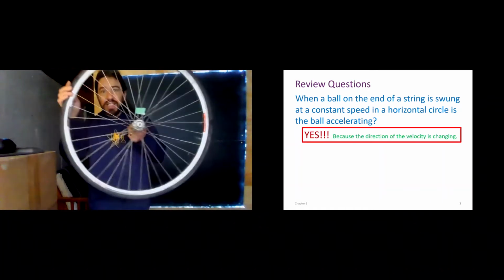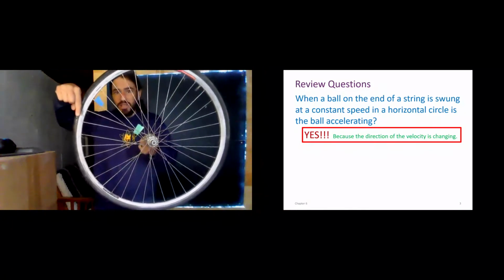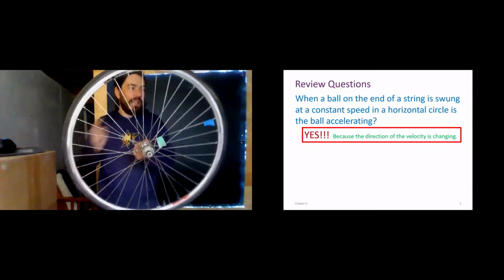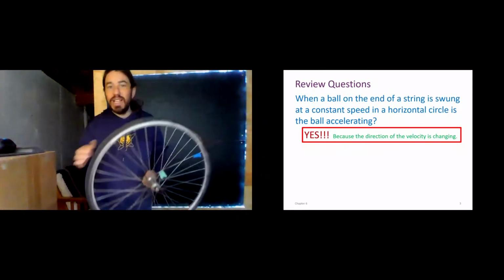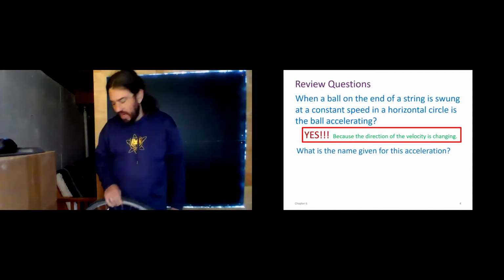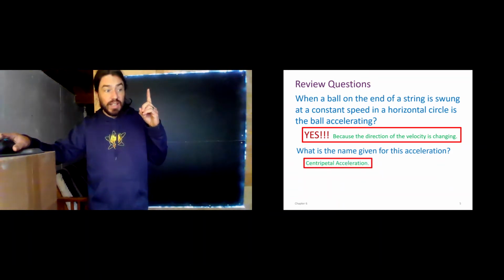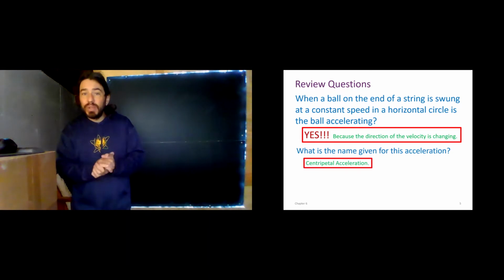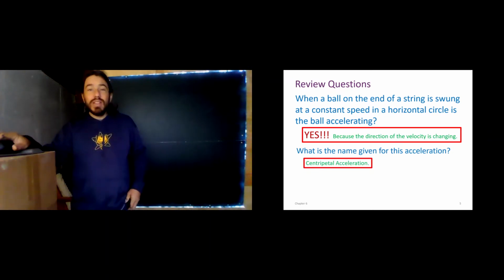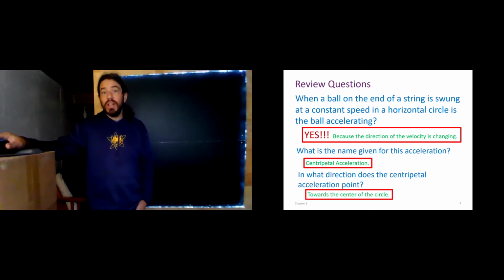The direction of its velocity is changing, right? So thinking about this blue piece of tape, over here it's headed in this direction, but over here it is headed in this direction. So its velocity has changed. The direction of its motion has changed. What do we call that acceleration? The centripetal acceleration. Recall that centripetal means center-seeking. So this is the center-seeking or centripetal acceleration. In what direction does the centripetal acceleration point? It points towards the center of the circle.